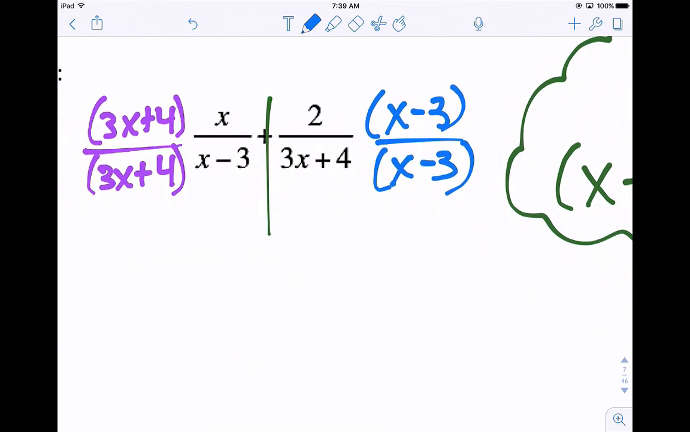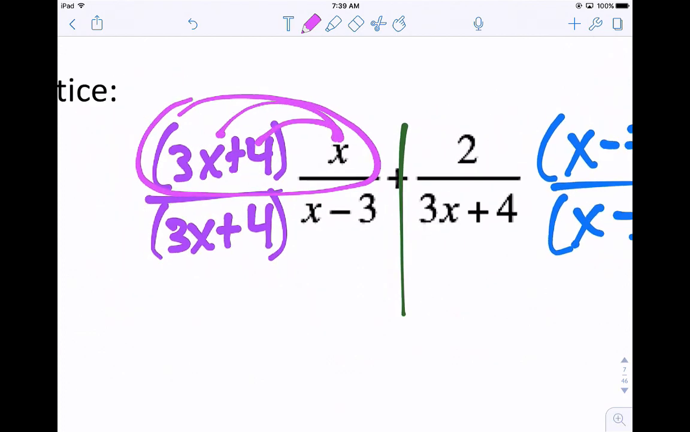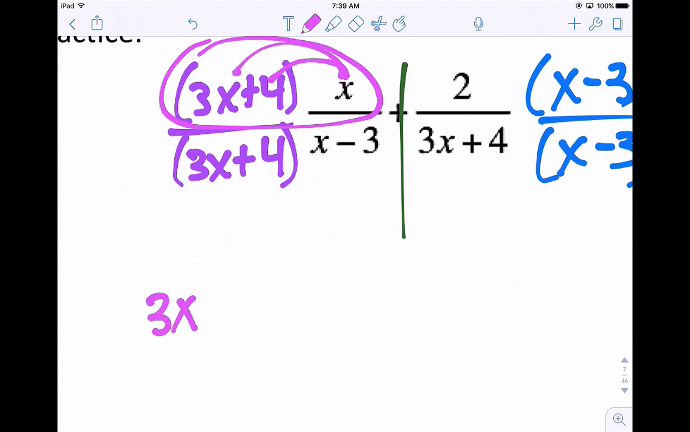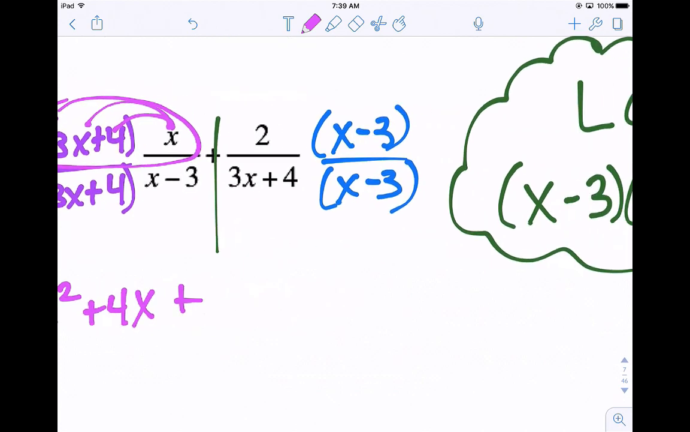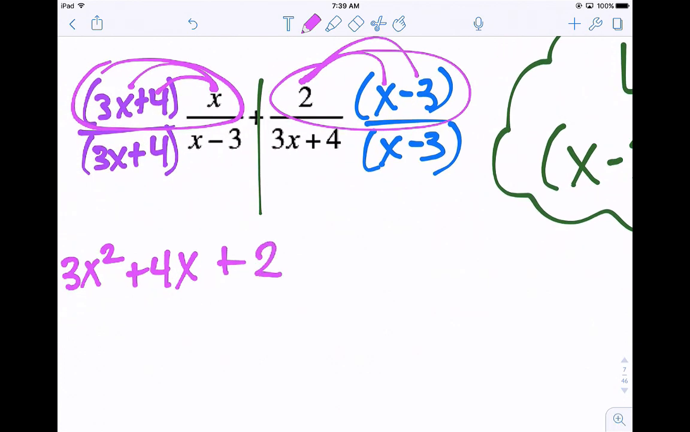We have the LCD on the bottom of both fractions, so now we're just going to deal with the top, and we're going to distribute and combine like terms. So the first thing we're going to distribute is the x. So we have 3x times x is 3x squared. We have 4 times x is 4x. Then we have plus, and then we do the other part. We're going to distribute the 2. 2 times x is 2x. 2 times negative 3 is negative 6.